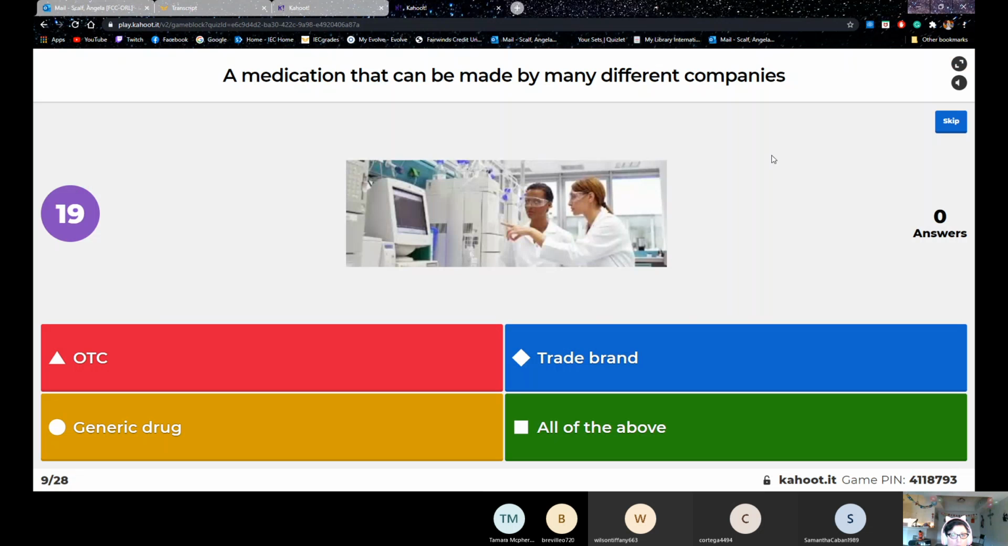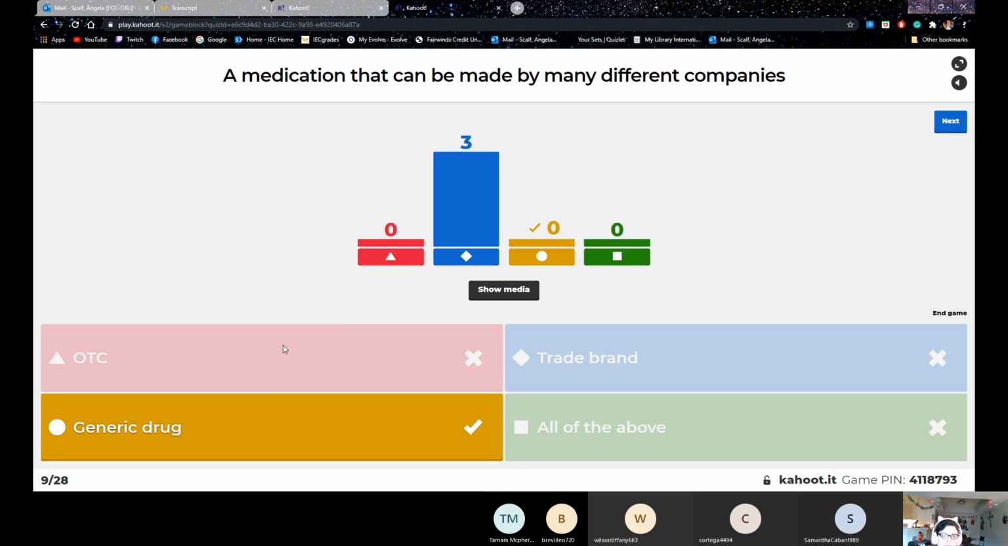A medication that can be made by many different companies. The generic. Trade means that it is still owned and patented, right? So nobody can make that except for the original maker, and they get to make that all by themselves for 20 years, remember? And then once everybody else can make it, it goes by its generic name, and other companies can name it whatever, but everybody can start making it after the 20 years. It's generic.